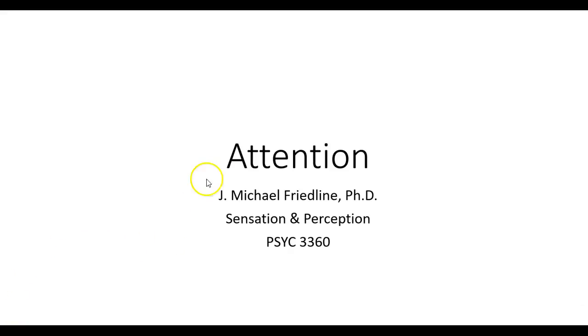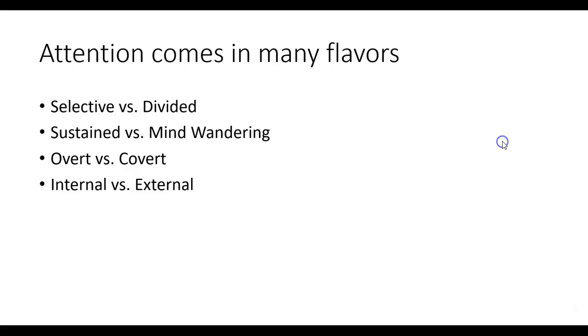In this video, I'm going to talk about attention and how that relates to vision, really how it relates to perception in general. So let's start off and talk about some basic types of attention and some definitions. Selective attention is when we focus on one thing at a time rather than multiple things.